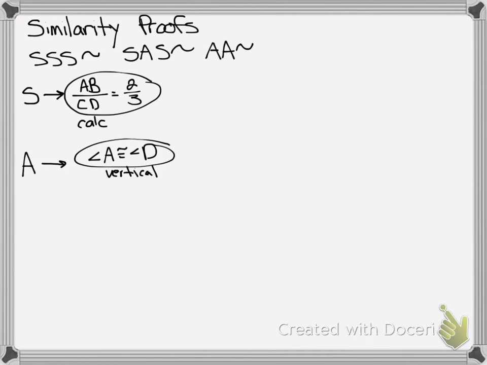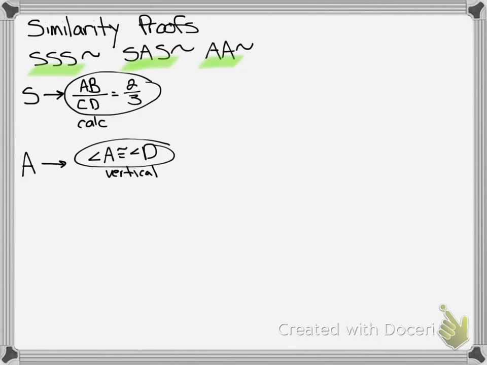Okay, part of your proof's essential skill is proving triangles are similar. Remember, if you're proving triangles are similar, you have three options. Could be side-side-side similarity, side-angle-side similarity, or angle-angle similarity. For each letter in the proof, you need a bubble in your flowchart.